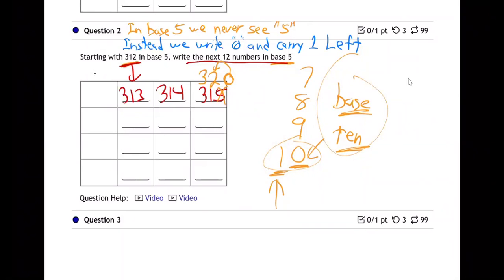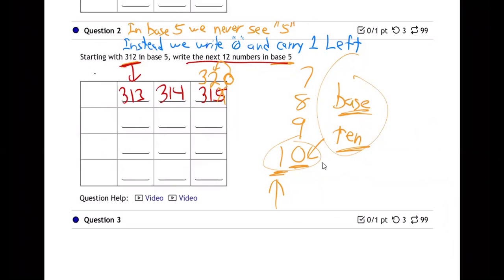Questions I can answer so far? I got one in the chat box, it looks like. It's the same for all bases. Yeah, it's exactly the same. So if you're doing base 3, the minute you hit base 3, write a 0 and carry. When you're in base 4, the minute you write a 4, instead, cross it out, write a 0, and carry, etc. Whatever base you're in, when you hit that base number, instead write a 0 and carry.